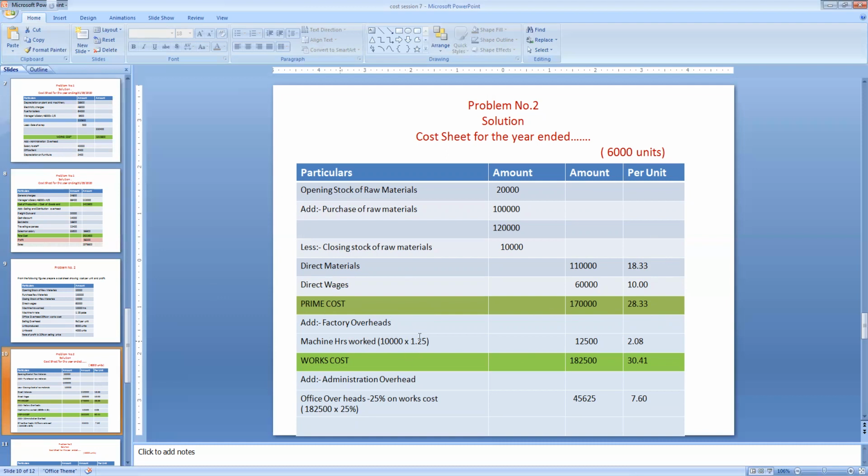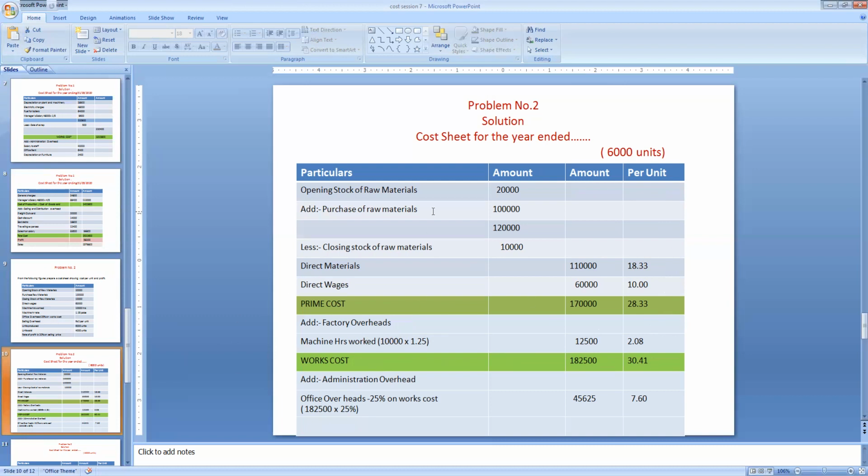Here in the question, there is no clearly mentioned factory overheads, but the given information is machine hours worked and machine hour rate per unit. The total machine hours worked is 10,000 hours. For 1 hour, the rate is 1 rupee 25 paisa. So 10,000 into 1 rupee 25 paisa is 12,500. Per unit, for 6,000 units, it comes to 2 rupees 8 paisa. Therefore, the total works cost is 1,82,500, and per unit it is 30 rupees 41 paisa.